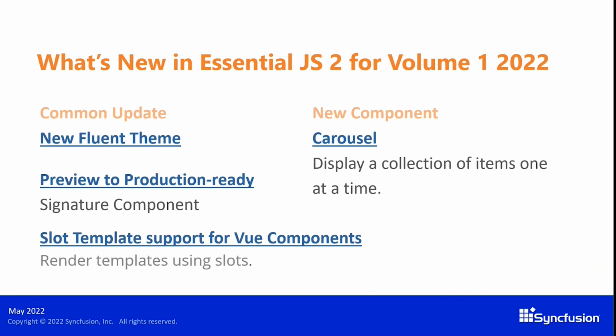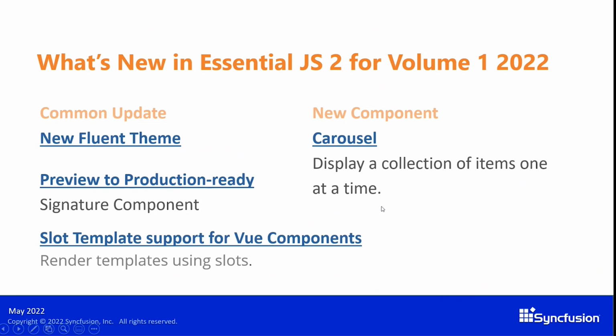And again, the signature component is also marked as production ready in Essential JS2 platforms as well. So for all the platforms, Angular, React, Vue, and all the web platforms, you can now make use of the signature component in your production environment. And the carousel component, which we have seen in the Blazor update, again comes with all the features for all the Essential JS2 platforms as well.